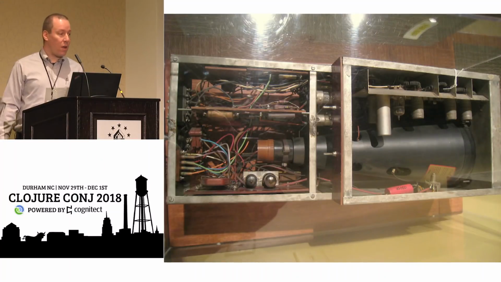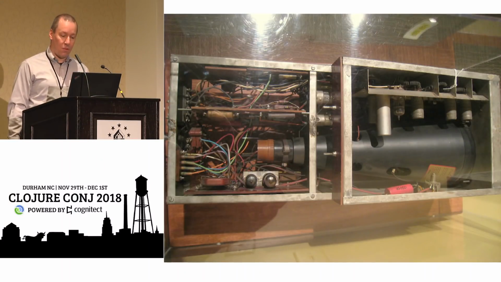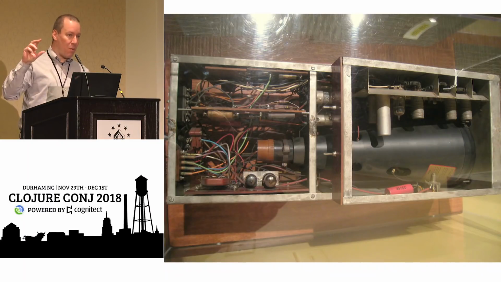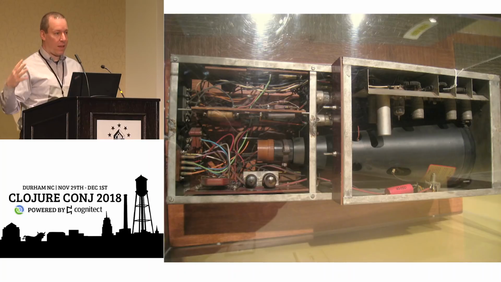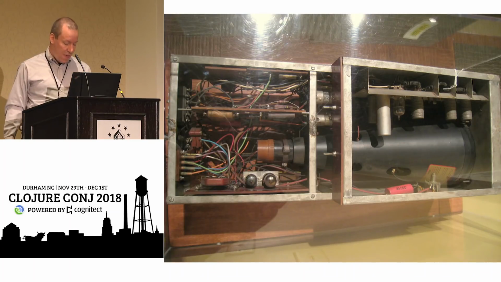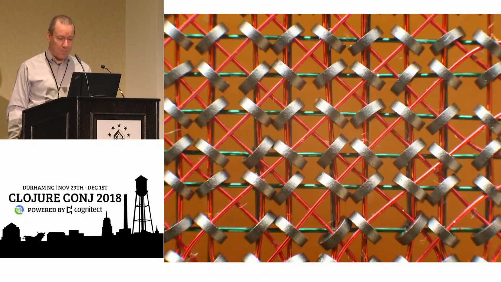And that memory is stored on one of these. This is a Williams tube, and this is a cathode ray tube, and the memory is stored as a matrix of dots that are printed on the front of the phosphor on the CRT. And that matrix of dots represents the ones and zeros, and those are then sensed electrostatically with a device that's attached to the front of the tube.